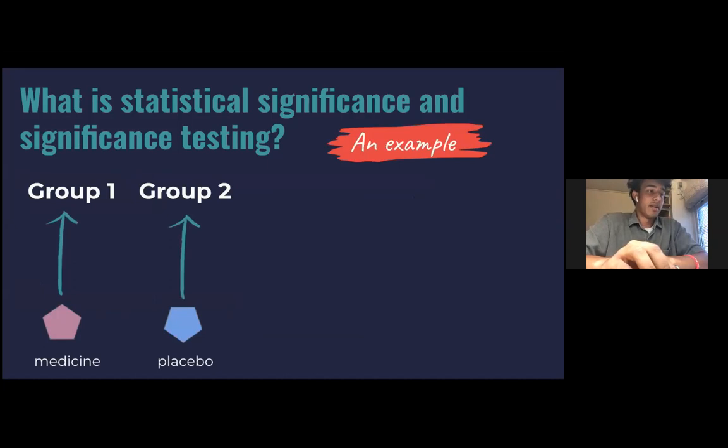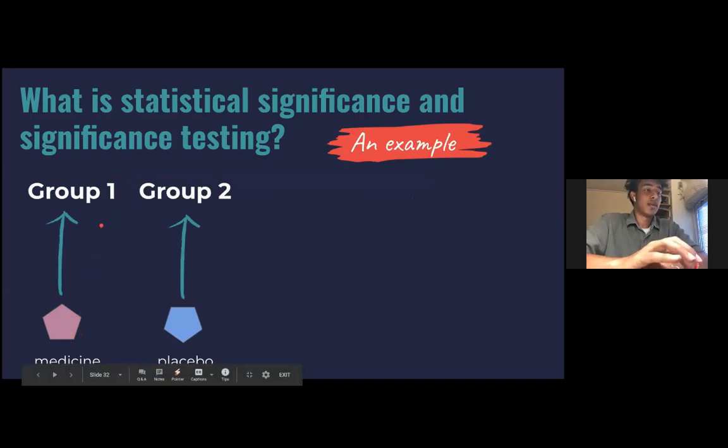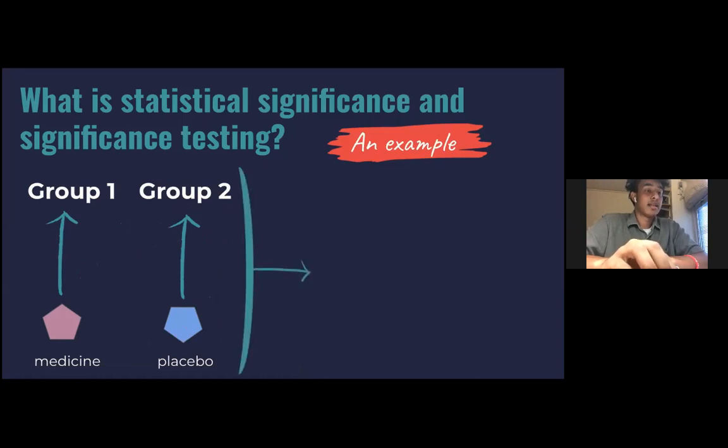Let's say that we're developing some medicine and we want to test if this medicine has the desired effect that we think it does. So what we do is we give this medicine to one group, labeled group 1 here, and then we give a placebo, which we know definitely does not have an effect, to another group, group 2 here. What we want to do is an experiment where we compare the effects of the medicine on group 1 to group 2, which we know the placebo isn't having any effect on. So we do this experiment, collect the data, and then put it through a significance test.